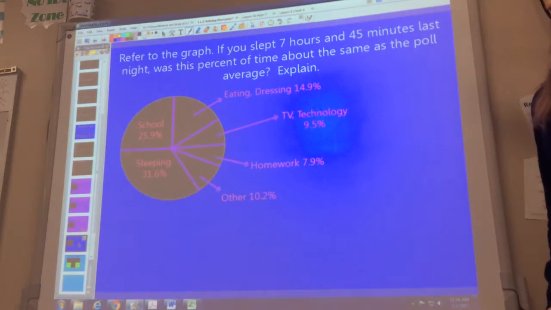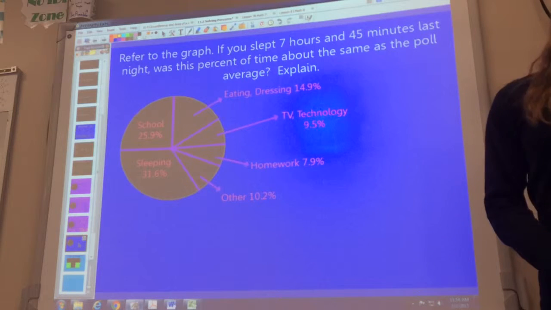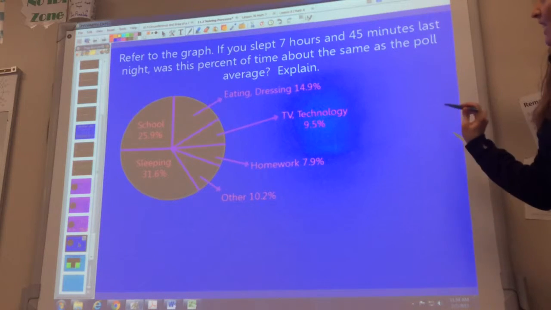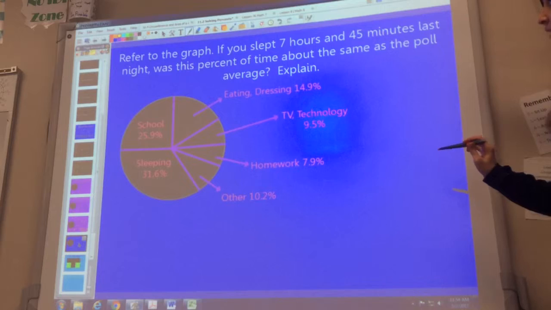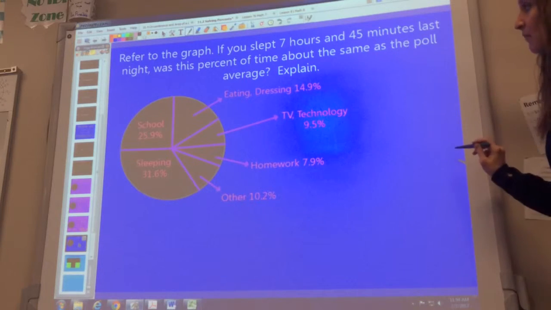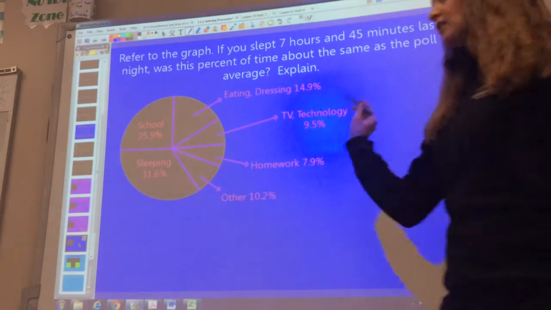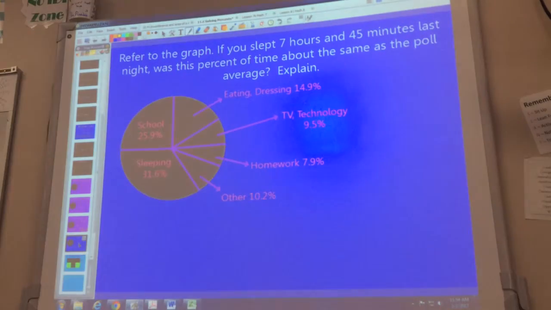So then, to make sure you guys are getting this, because only about three people got this, if you slept 7 hours, 45 minutes last night, was this percent of time about the same or higher or lower than the national average? I'll give you guys some time to do this. So you slept 7 hours, 45 minutes, and here's my hint to you. What should you probably convert 7 hours, 45 minutes into if you want to use that value? Into a decimal? Convert it into a decimal?